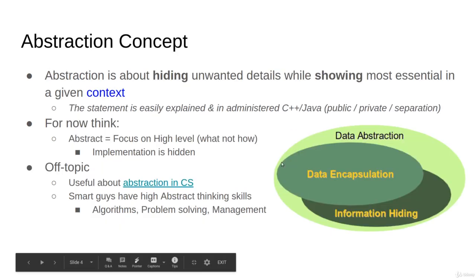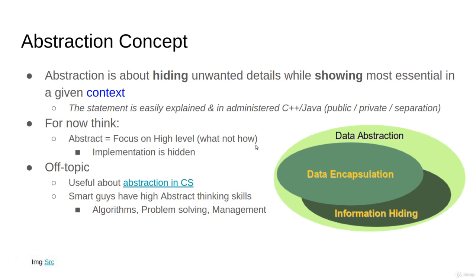Now, moving a little bit more steps toward the abstraction concept in OOP. The abstraction concept is about hiding unwanted details while showing what's essential in a given context. The statement would be very fuzzy. It's more explained and administrated in C++ and Java, because in these languages we have something like public and private. So the culture in these programming languages is to hide as much as you could and only show a few things according to what you are providing. But this culture, as you know, isn't supported in Python as we learned before.